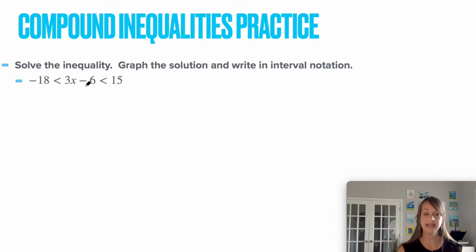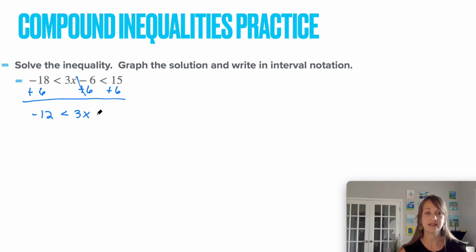This is contained between -18 and 15. So in order to solve a problem like this, as opposed to the last one, in this case you would add 6, but you would add 6 to every side. You would get -12 is less than 3x is less than 21. And now when you divide by 3, you need to divide that on all sides. And you would get -4 is less than x is less than 7.